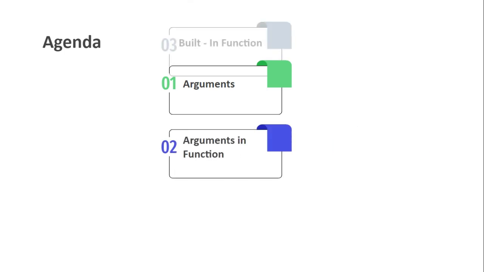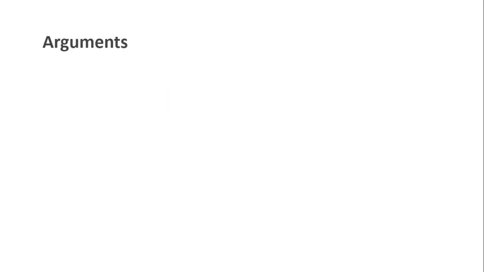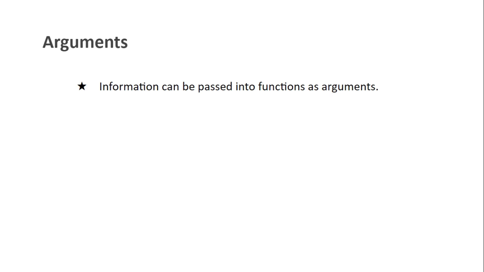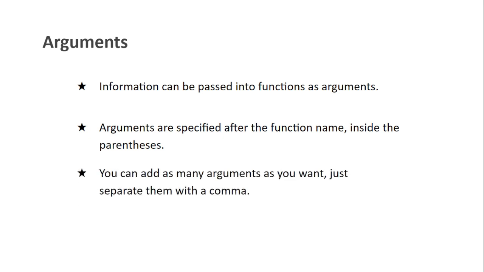In today's video lecture, we will discuss first arguments, second arguments in function, third built-in function. So now continue with our next topic, that is arguments. Now, as it is written, arguments are used for passing information inside a function. Next, arguments are written after function name within parentheses. Next, you can add as many arguments as you want, but remember to put a comma between them.